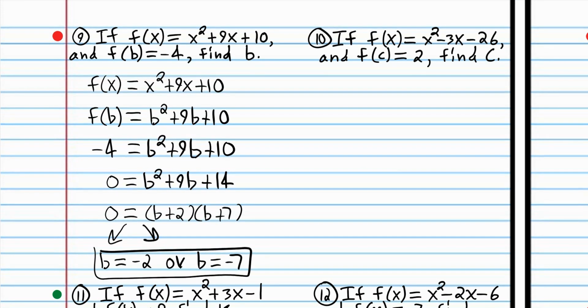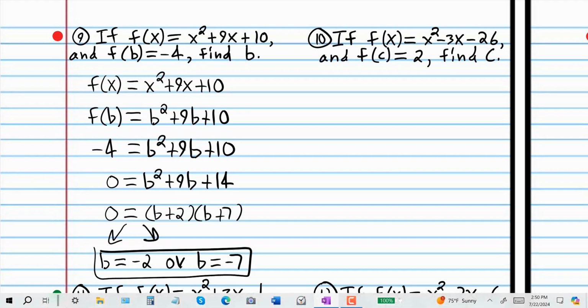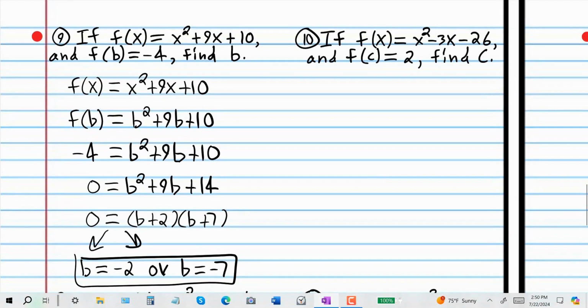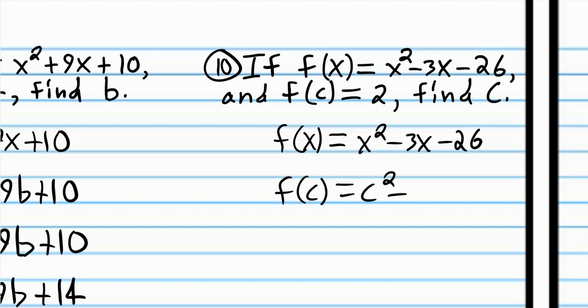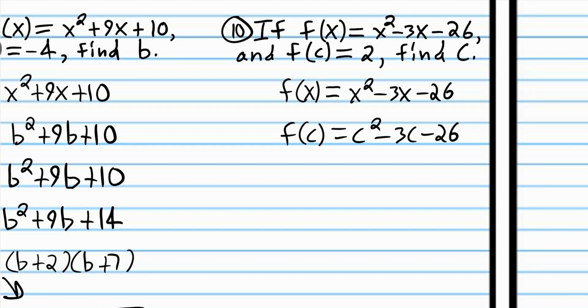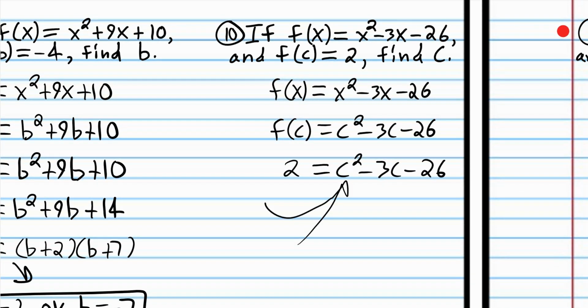Okay, so let's try number 10. So we know that f of x is equal to x squared minus 3x minus 26. But if that's true, that means f of c is equal to c squared minus 3c minus 26. And we also know that f of c is 2, so when you plug in c into the function, you get 2 for the output. So if the input is c, then the output is 2.